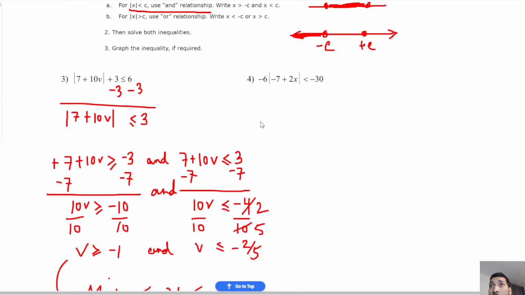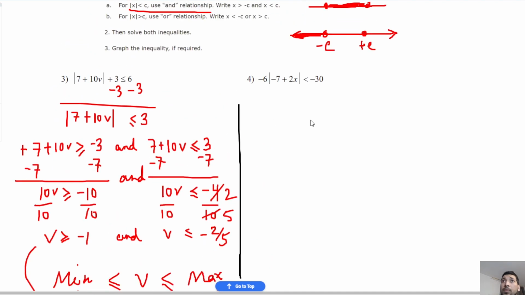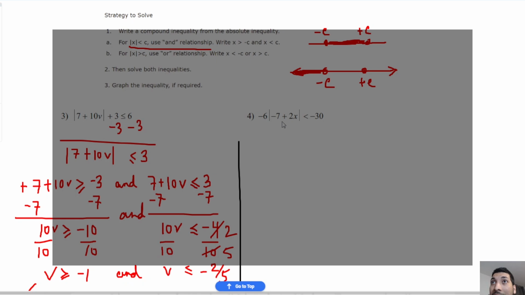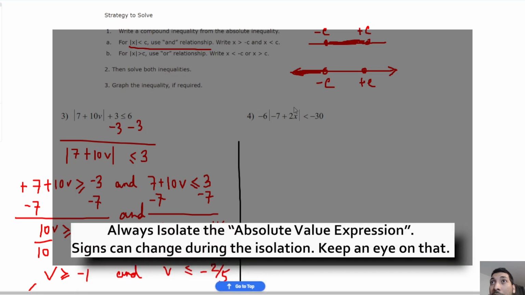Now let's see how you can solve number 4. For number 4, we see that we have a -6, then absolute value quantity of -7 plus 2x, then we have a less than symbol, we have -30. Now by looking at this less than symbol, we can assume that this is an AND relationship. But wait a minute, we see that this absolute value quantity is not in isolated form. So we need to isolate this.